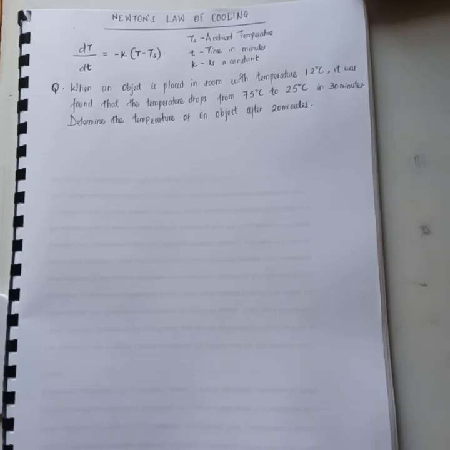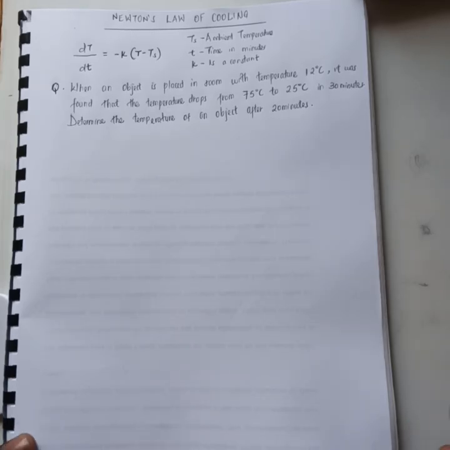They have asked a question here: when an object is placed in a room with the temperature 12 degrees Celsius, it was found that the temperature drops from 75 degrees Celsius to 25 degrees Celsius in 30 minutes. Determine the temperature of the object after 20 minutes. So we are going to solve this question.